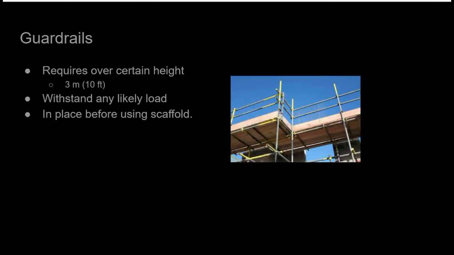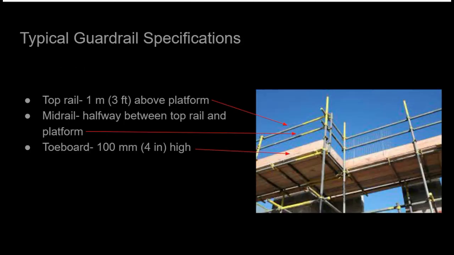Guardrails are the most common and most effective way to protect workers from falls from supported scaffolds. They are required for supported scaffolds above a certain height, typically over 3 meters or 10 feet. Guardrails must be able to withstand any likely load. Where required, they must be in place before workers use the scaffold.